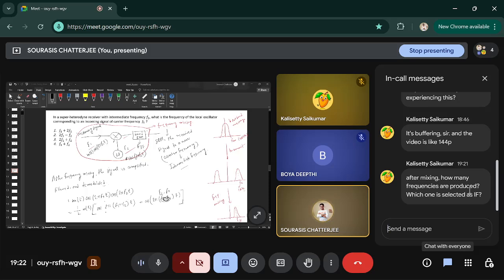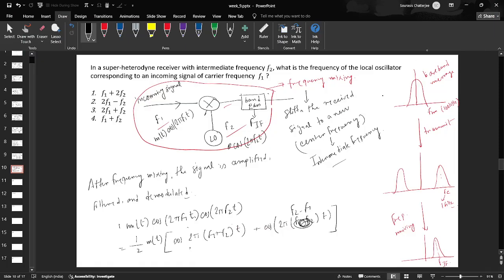The entire goal of frequency mixing is to bring the carrier frequency down so that your processing is inexpensive, right? So which one are we supposed to choose? You can choose theoretically any of these. But always for the intermediate frequency we are going to choose the f2 minus f1 term, because that is lower than f1. That is going to be our intermediate frequency, because then we bring our center frequency down to improve the ease of processing.